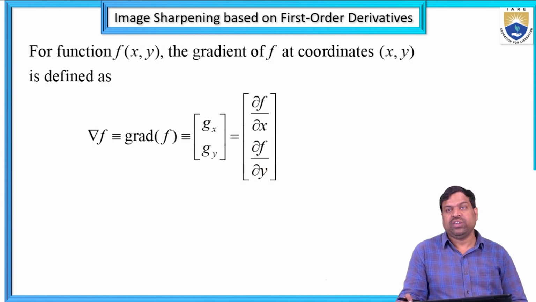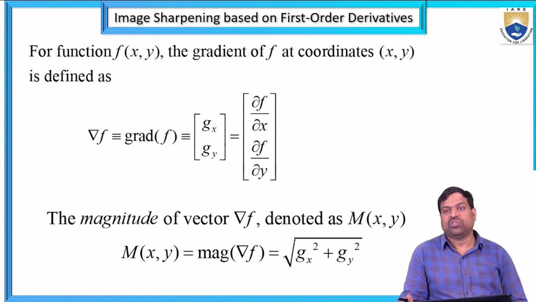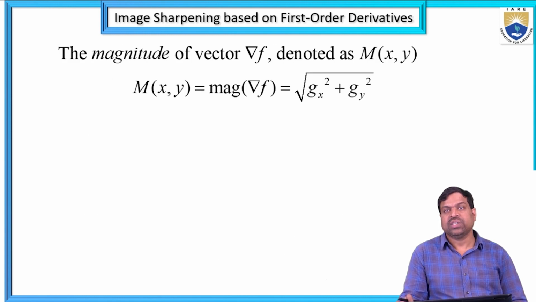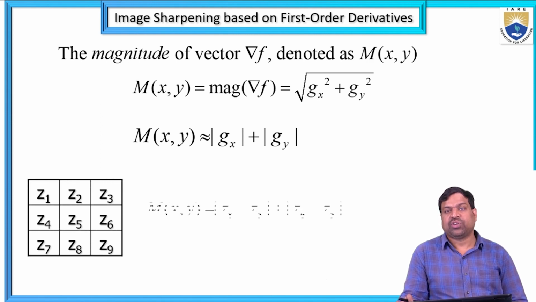So for the function f(x,y), the gradient of f has coordinates x,y. So ∇f equals the gradient of f, equal to (gx, gy), which is ∂f/∂x and ∂f/∂y. It is the gradient function for image sharpening based on the first-order derivative. The magnitude of the vector ∇f is M(x,y), which equals the square root of gx squared plus gy squared. Here M(x,y) is approximately the modulus of gx plus the modulus of gy. So it is one function of the mask.